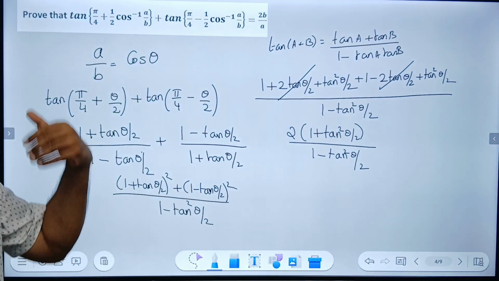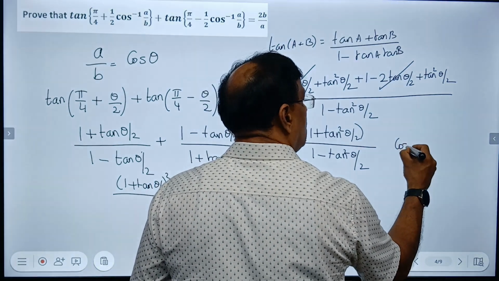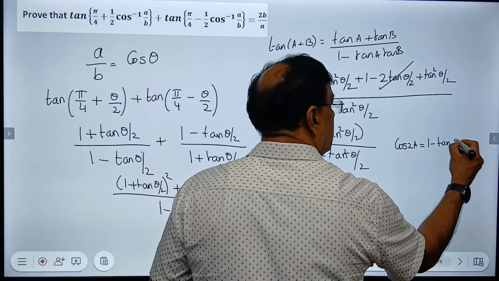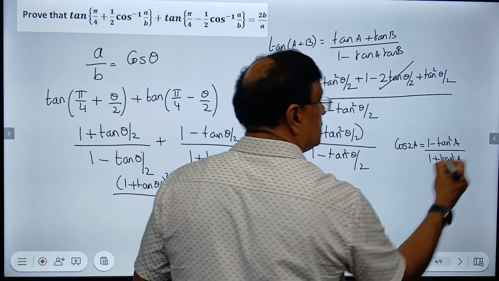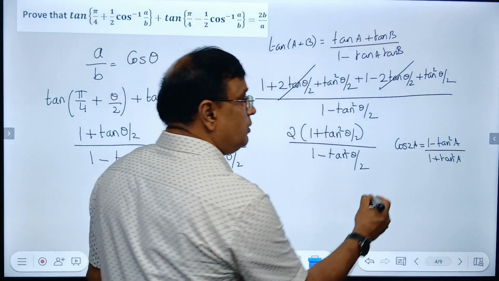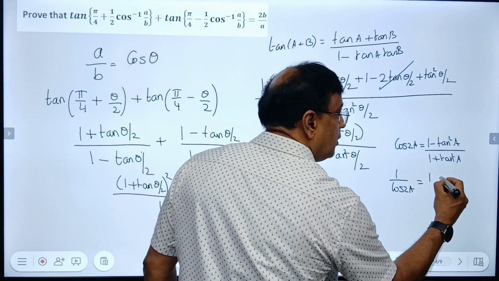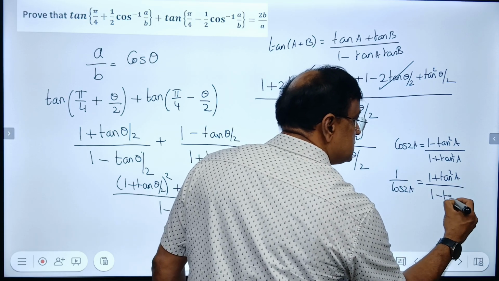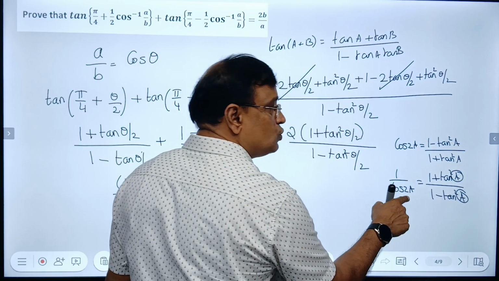Okay. Now let's go back to the class 11th formula. What is cos 2a? 1 minus tan square a by 1 plus tan square a. Correct? This is the formula. But this is the reverse. So you will have 1 by cos 2a will be what? 1 plus tan square a by 1 minus tan square a.